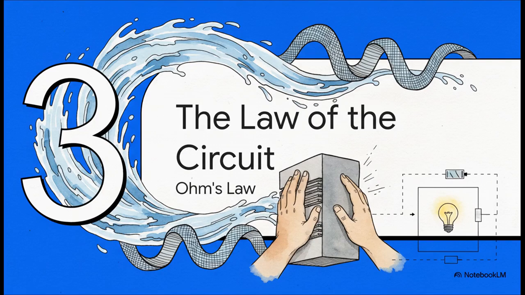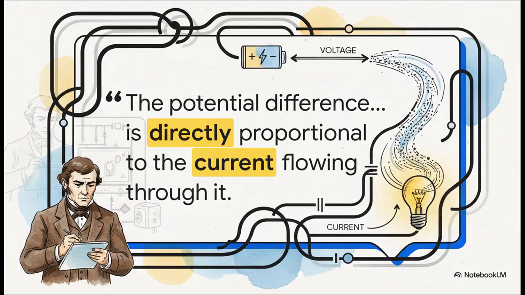So, we've met our cast of characters, the current, the flow, the voltage, the push, and the resistance, the squeeze. They're all connected, and there's one simple, beautiful rule that ties them all together. Let's get into the law of the circuit. This all goes back to 1827. A German physicist named George Simon Ohm was messing around with this stuff, and he figured out this absolutely fundamental relationship. He realized that the push, the voltage, is directly connected to the flow, or the current. The more you push, the more flow you get.